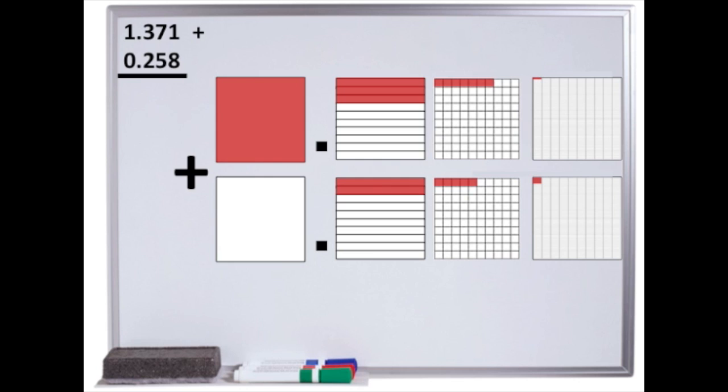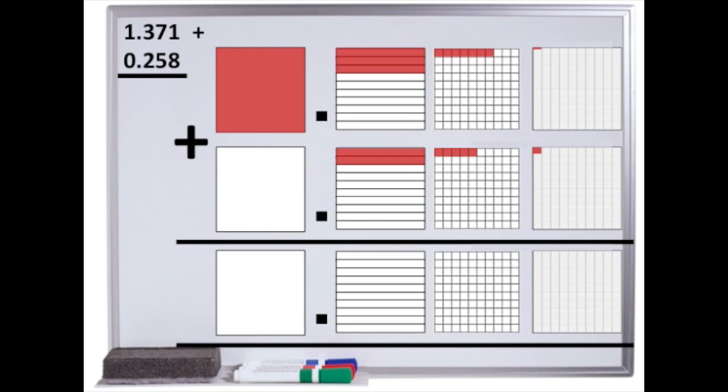Here are our colouring grids. Let's colour them in according to our numbers. We have 1.371 plus, or added to, 0.258. Let's add all of that together. We always start on the right-hand side and move towards the left-hand side. So we have 1 plus 8 equals 9.